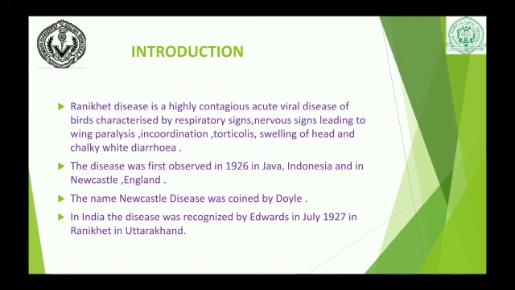This disease was first discovered in 1926 in Java, Indonesia, and in Newcastle, England. So from this place, Newcastle, it got its name, Newcastle disease. This disease was discovered in 1927 in a place called Ranikhet in India. Hence, in India, it is also known as Ranikhet disease.